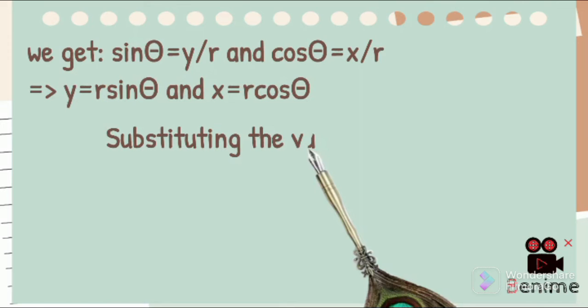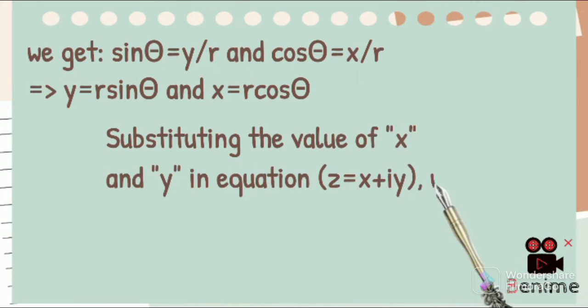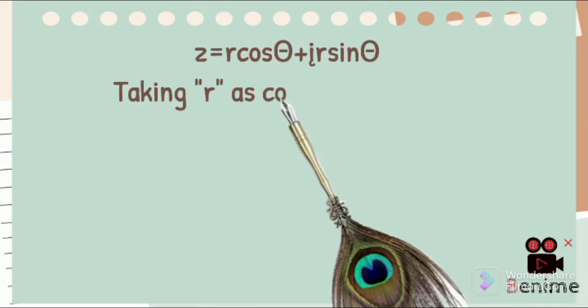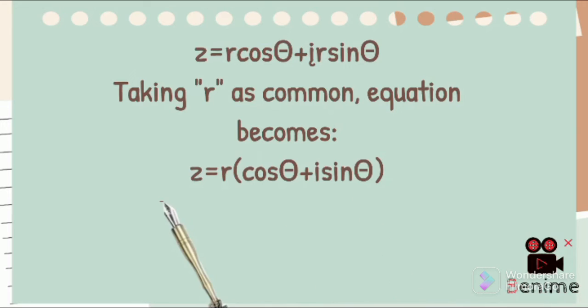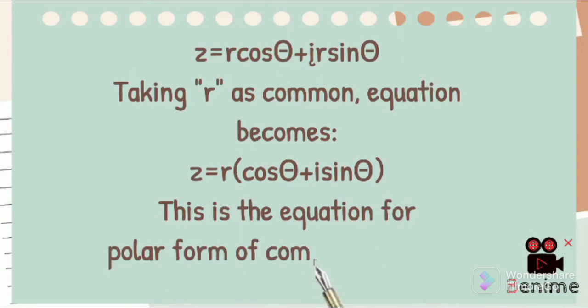Substituting the values of x and y in the equation z equals x plus iota y, we get z equals r cos theta plus iota r sine theta. Taking r as common, the equation becomes z equals r times cos theta plus iota sine theta. This is the equation for polar form of complex numbers.